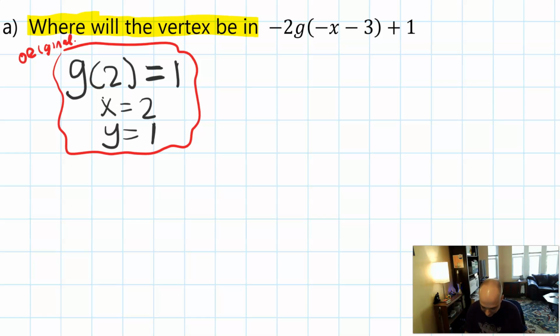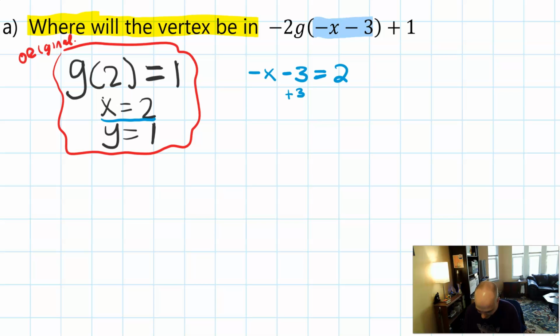Let's do the x transformations first. So the x transformations would be -x minus 3. I need -x minus 3 to equal 2, the x value of the vertex. So then I can solve this backwards.